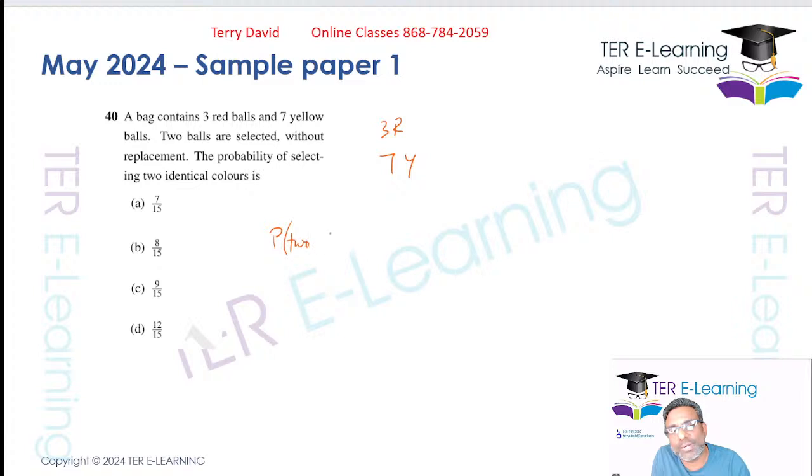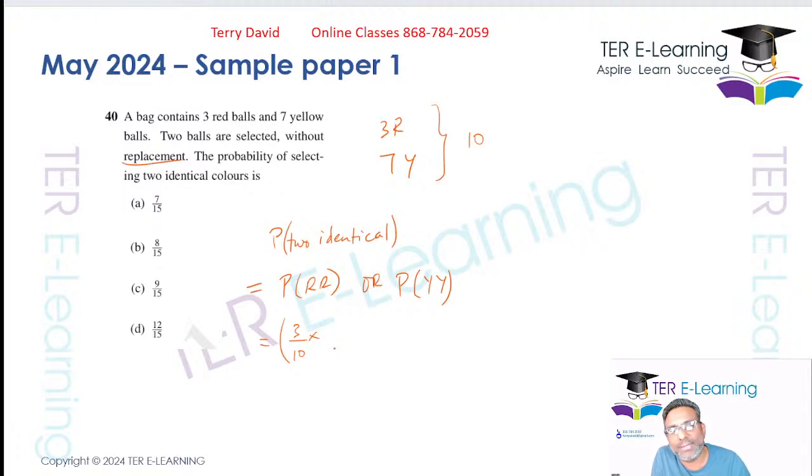So if you want 2 identical colors, you can either pull 2 red balls or we can pull 2 yellow. If you pull 2 red, you make a first selection. In total, you have 10 balls initially. So if you want to pull a red, it'll be 3 over 10. Now you're not replacing, because I said without replacement.